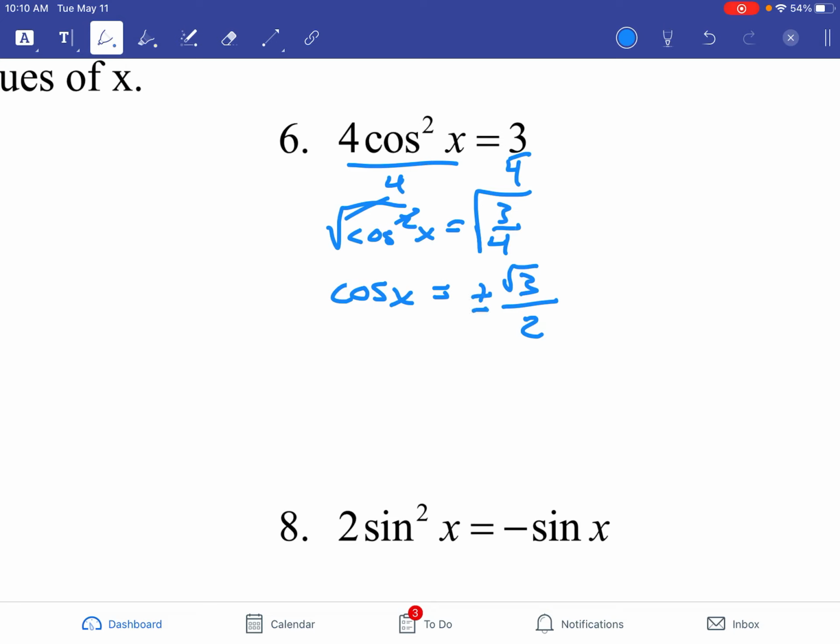So we're looking for all the positive and negative root 3 over 2's in the x values of your points on the unit circle. So that would be pi over 6, 5 pi over 6, 7 pi over 6, and 11 pi over 6. All 4 of them.